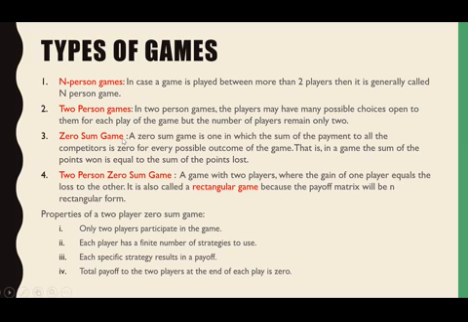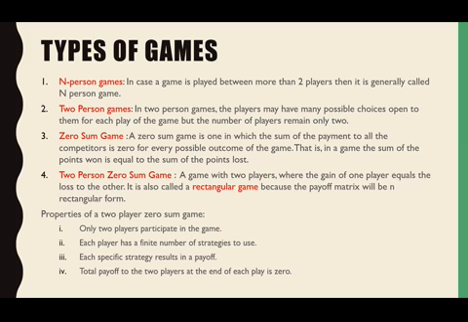Then we have the zero-sum game. Whatever gain I have should be equal to the loss that you have; your loss should be equal to my gain and my loss should be equal to your gain. Then we call it a zero-sum game. A zero-sum game is one in which the sum of the payments to all the competitors is 0 for every possible outcome of the game. That is, in the game, the sum of the points won is equal to the sum of the points lost. If I have won 10 points, you should have lost 10 points. Because you lost 10 points, I gained 10 points. If I lose 10 points, you should gain 10 points. Then the sum will be 0.